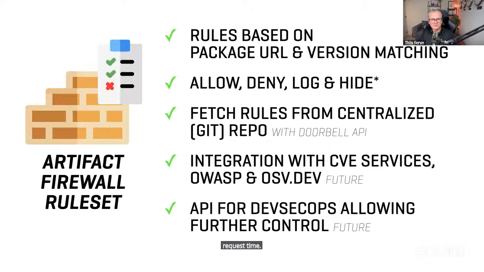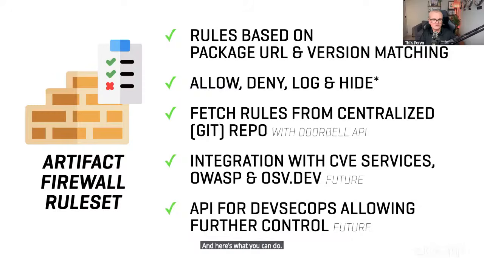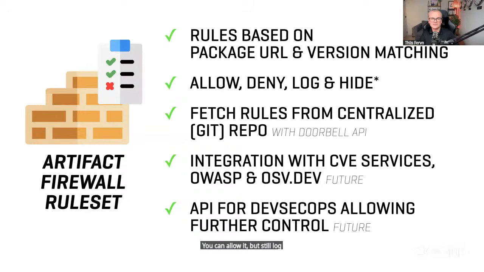So let me give you a little bit more on those rule sets. They're kind of interesting. You can actually match package URLs using a specific syntax, or version matches, allowing you to specify rules on a per package basis, or even with glob patterns, regex matches, semver, so semantic versioning comparisons. And here's what you can do. That's the second bullet point. You can whitelist things. You could say it's allowed. You can outright deny access to certain criteria, maybe a version or a version range. You can allow it, but still log that someone pulled it in.